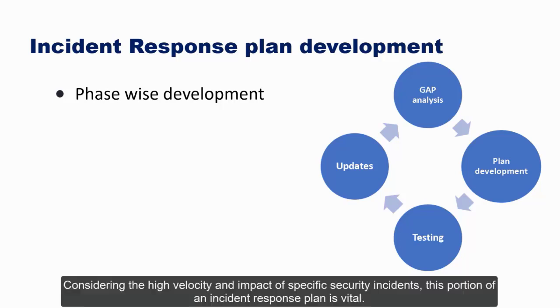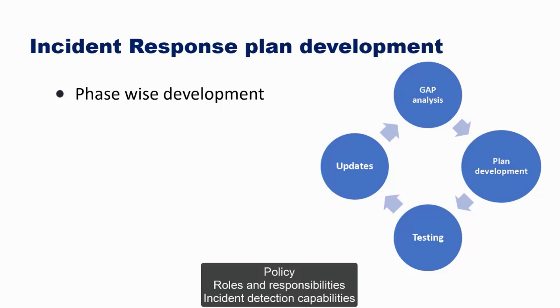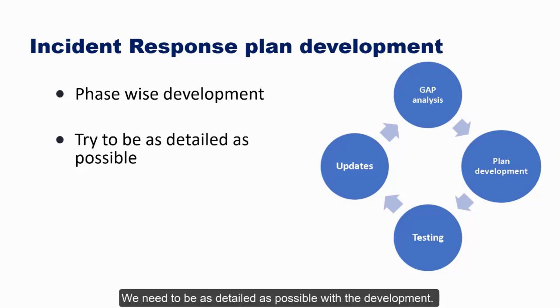Considering the high velocity and impact of specific security incidents, this portion of an incident response plan is vital. A security incident response plan typically includes these 6 sections: policy, roles and responsibilities, incident detection capabilities, playbooks, communications, record keeping. We need to be as detailed as possible with the development.